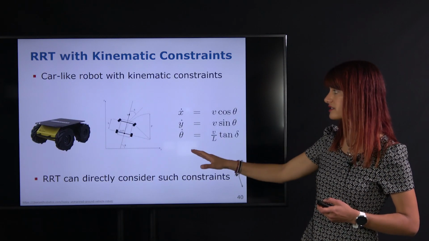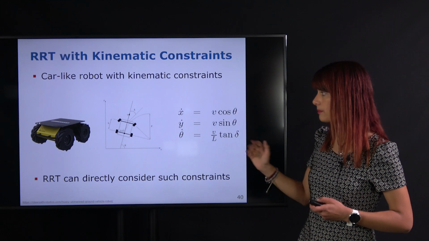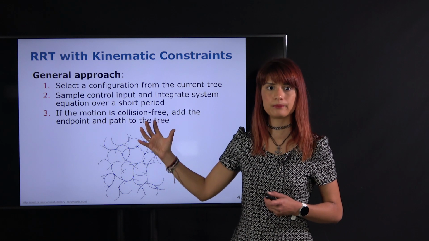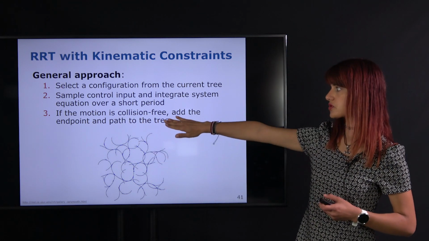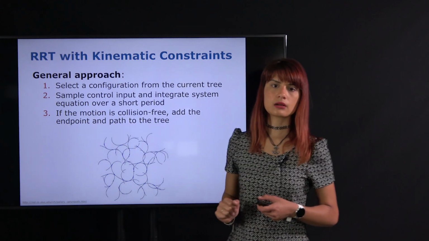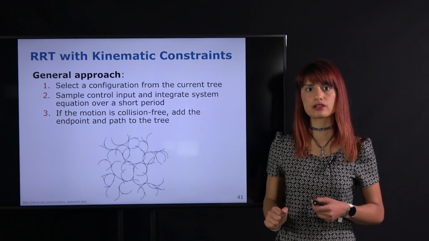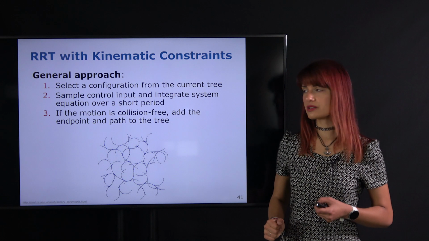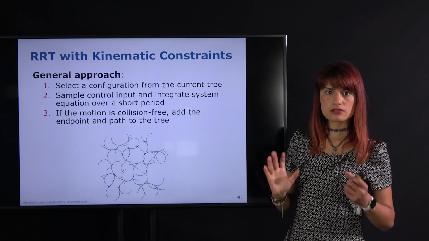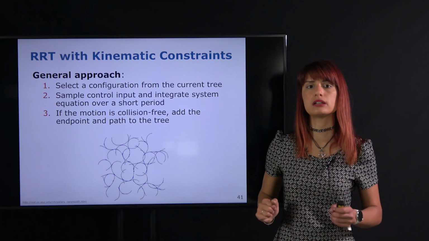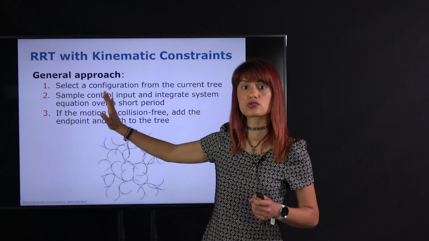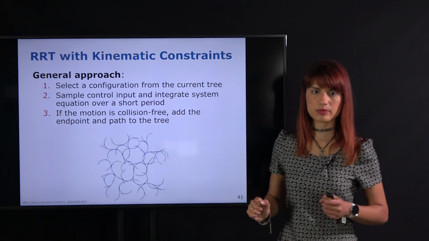So going back to our system of equations here, we can sample our control inputs and integrate over these equations to generate a motion. Then we can add this motion to our tree if it is collision-free. We can do our collision checking based on the geometry of the robot and the obstacles, and if the path is feasible, then we can add this newly sampled path to the tree. So how is this different to the RRT that we looked at in our pseudocode examples? Here we're doing the sampling over the space of control inputs rather than in the configuration space.